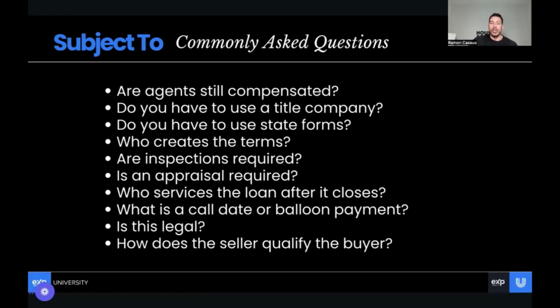Who services the loan after it closes? That is going to be the servicing company, escrow servicing, same thing as with seller finance.